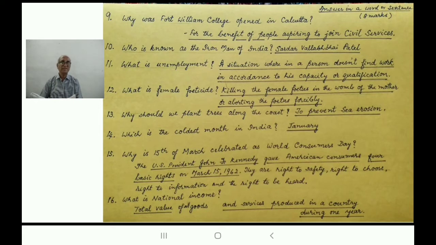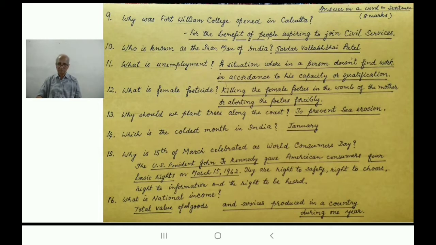So what is female feticide? Killing the female fetus in the womb of the mother, or aborting the fetus forcibly by giving certain medicines. The fetus is made to get aborted from the womb of the mother. So killing the girl baby here, female fetus, it's a crime. It's a crime. Boys or girls, male or female, they are both equal. Both are equal. Both have a right to live.